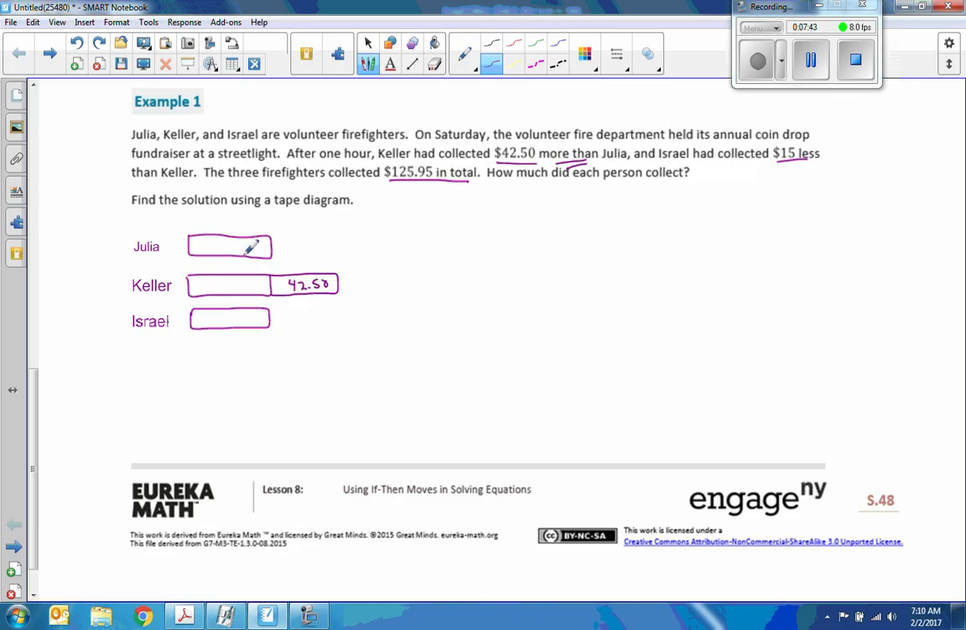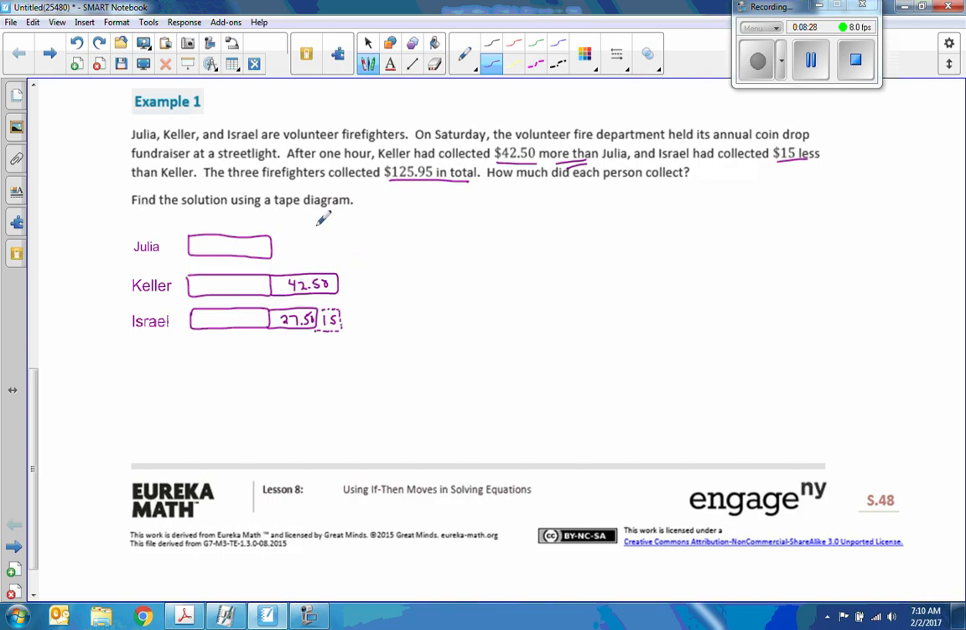So 42.50 more than would probably be something like this. We don't know what Julia collected, but Keller collected 42.50 more than her. And then it says Israel collected 15 less than Keller. So I need a tape diagram that is shorter than this, and the missing piece is 15. So this piece here would be 15. So 42.50 minus 15 is 27.50. Now Julia collected a certain amount, Keller collected 42.50 more, and Israel collected 27.50 more than Julia because it was 15 less than Keller.